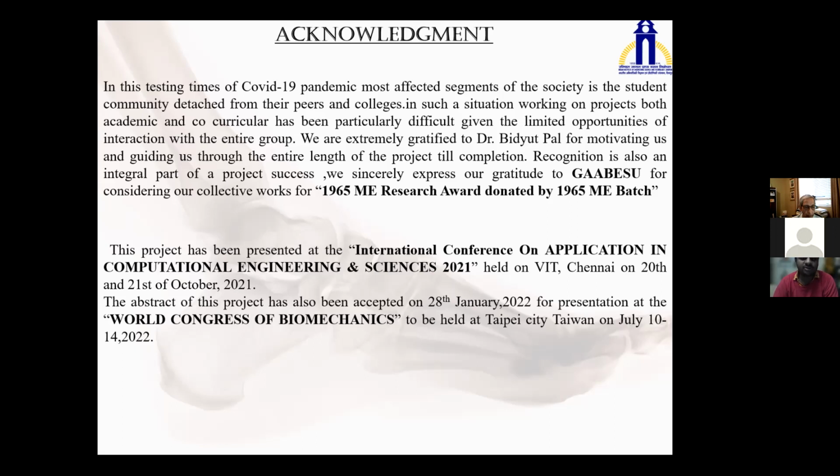Further, this project has been presented at the International Conference on Application in Computational Engineering and Sciences 2021, held at VIT Chennai on the 20th and 21st of October 2021. And the abstract of this project has also been accepted on January 28th, 2022 for presentation at the World Congress of Biomechanics, to be held at Taipei City, Taiwan on July 10 to 14, 2022. Thank you.